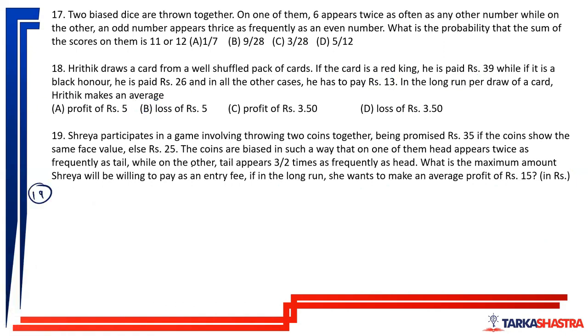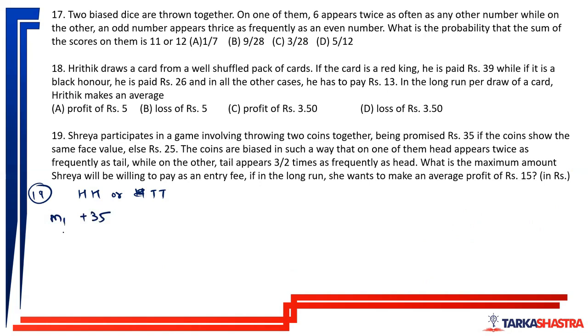Shreya participates in a game involving two coin throws. She is promised rupees 35 if the coin shows the same face value, so HH or TT. If this comes, she is promised 35 rupees.